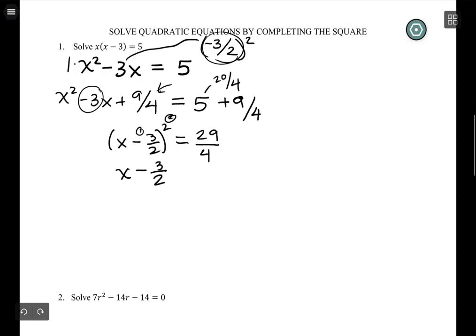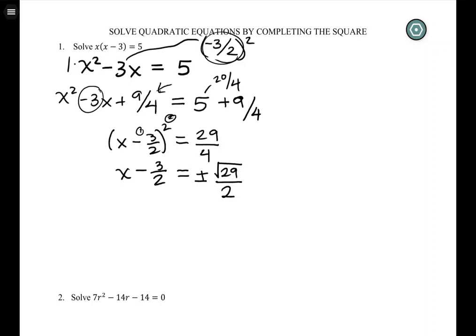I need to get rid of the square first. To get rid of a square, you need to use a square root. And whenever you introduce a square root, you need to include a plus or minus. So the question is, what do I square to get 29 over fourths? And the answer is there's two things, a positive thing and a negative thing.